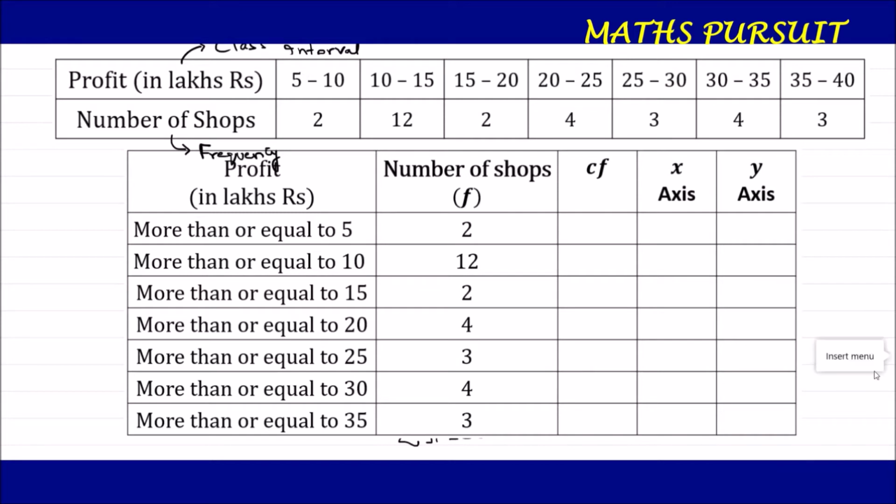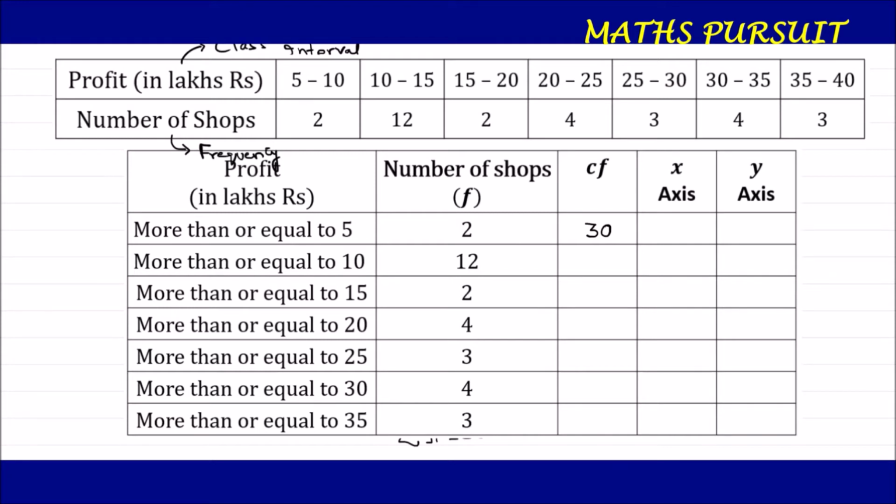That means all these frequencies 2, 12, 2, 4, 3, 4, 3, all of these are covered in this one, because this one is more than or equal to 5. It covers everything. It covers 10 to 15, it covers 15 to 20, it covers 25 to 30, it covers 35 to 40. So here our first cumulative frequency is going to be the sum total of the frequency, that is 30, because it covers the entire range of data, from 2, 12, 2, 4, 3, 4, 3. So more than 5 means everything is covered.